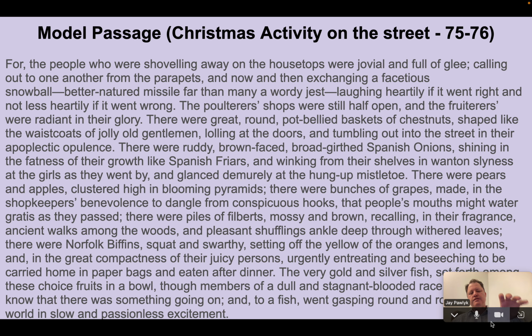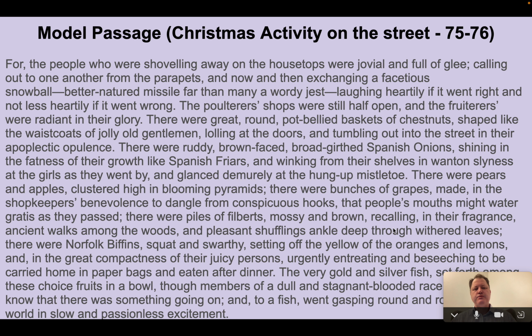But Scrooge is taken by the Ghost of Christmas Present intentionally throughout the common streets of London, where all of these things are happening. For the people who were shoveling away on the housetops were jovial and full of glee, calling out to one another from the parapets, and now and then exchanging a facetious snowball, better-natured missile far than many a wordy jest, laughing heartily if it went right and not less heartily if it went wrong.